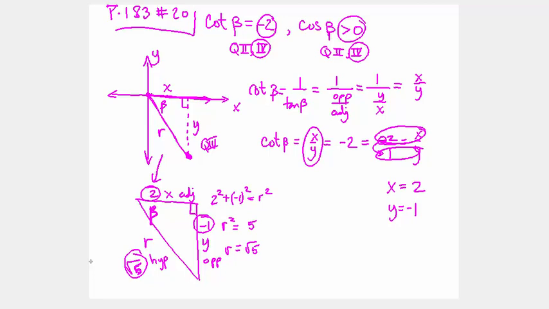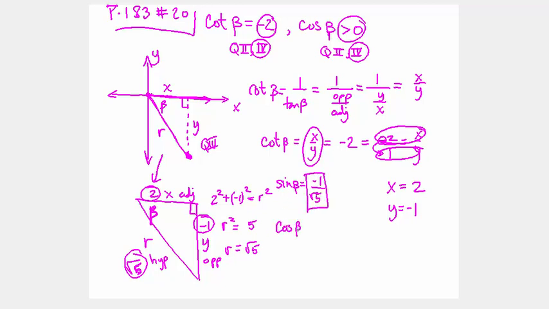And since we have those labels now, or those lengths, we can get all the other trig functions we need. Let's go ahead and compute those now. So the sine of beta is opposite over hypotenuse. Well, for us, that would be -1 over root 5. Okay, that could be rationalized, but we don't have to.